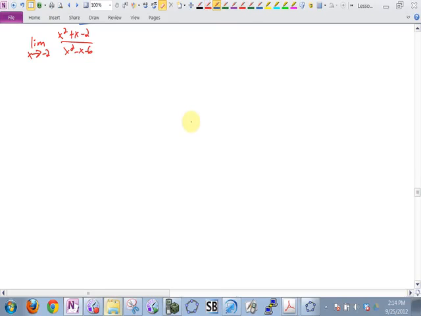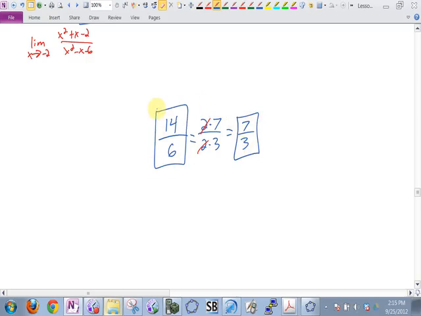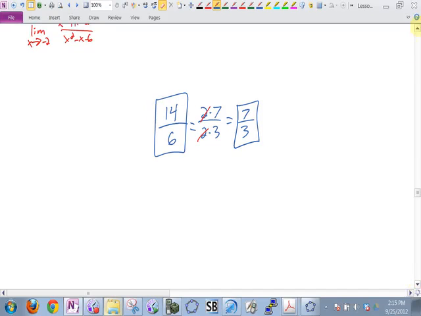And your teacher gives you 14/6. And they ask you to simplify. And you go, okay, teacher, that's 2 times 7 over 2 times 3. And those 2's cancel. And so that's 7/3. Is the fraction 7/3 the exact same fraction as 14/6? Yes. They are. Well, guess what? That rule doesn't quite work for rational functions.